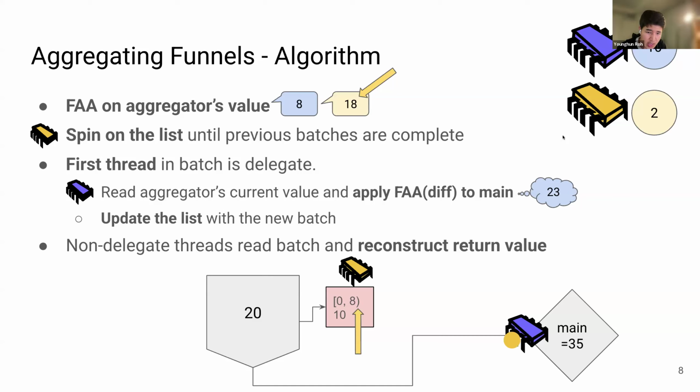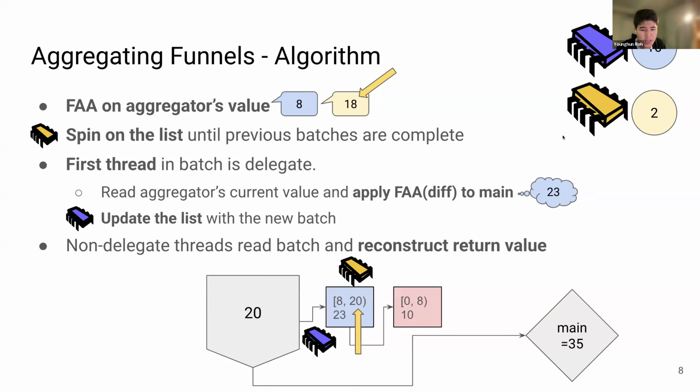And after doing the fetch and add, the blue thread will come back to the batch history and update the list to let the other waiting threads, if any, know that the previous operations are done to this extent. So there will be an update to the linked list of batch history, which says that for the internal value interval 8 to 20, this interval is all done.